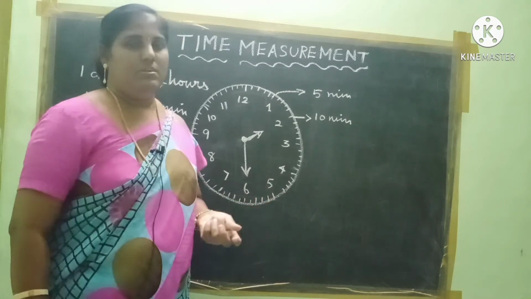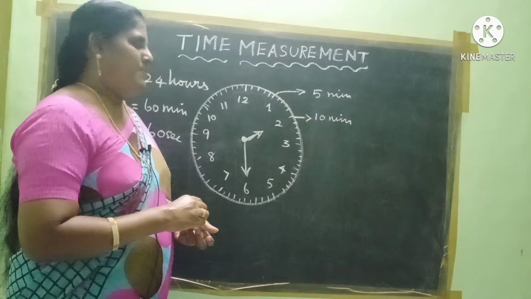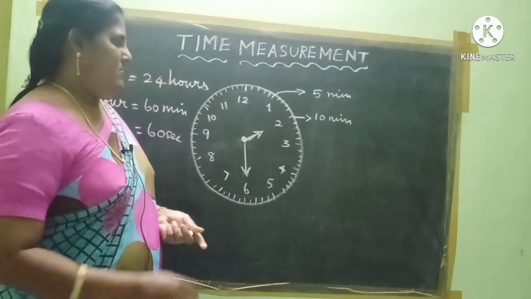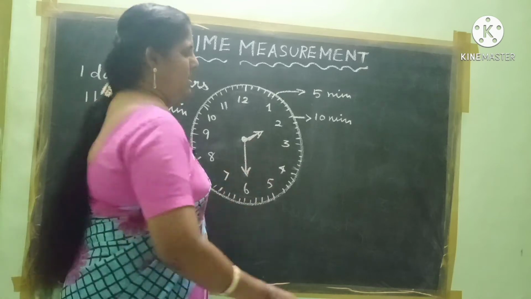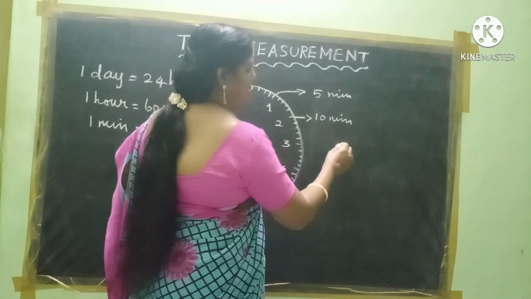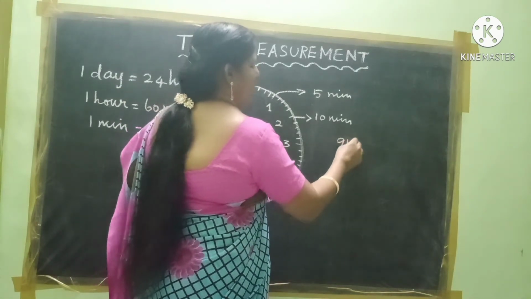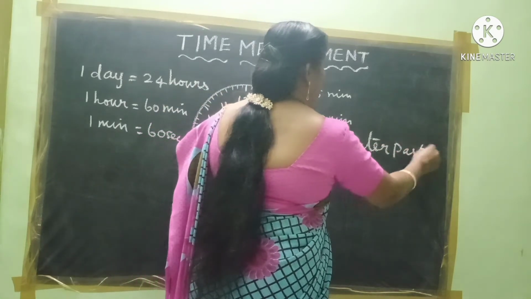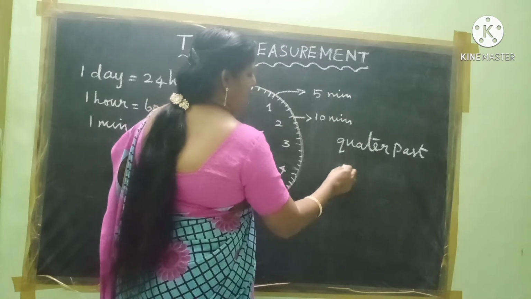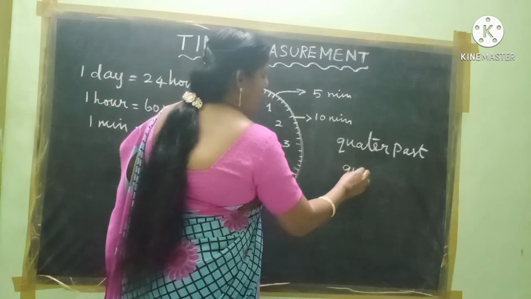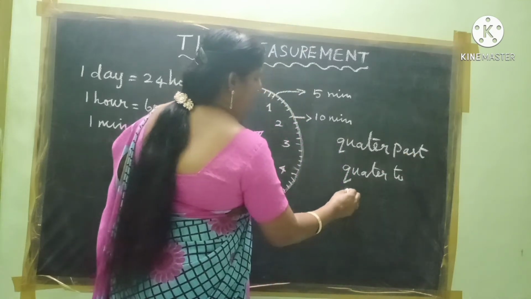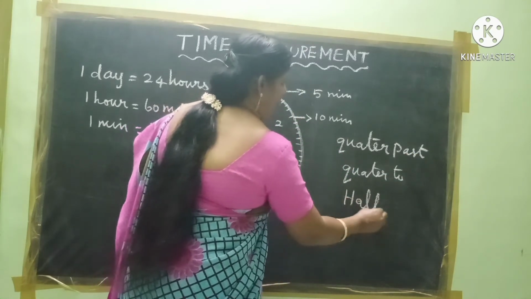Now we are going to learn how to read the minutes. For example, see. If you want to read the minutes means quarter past, then quarter to, then half past.